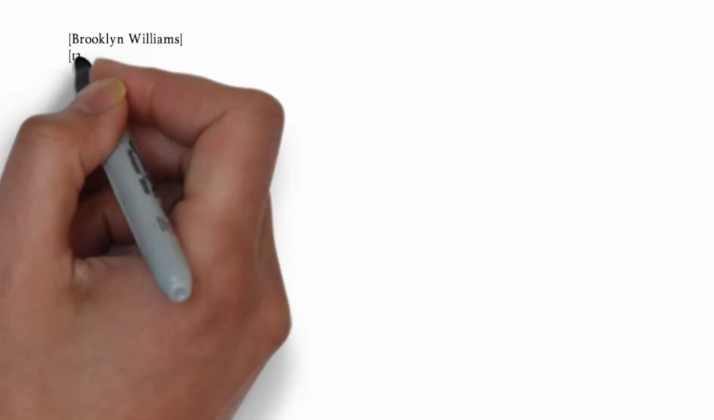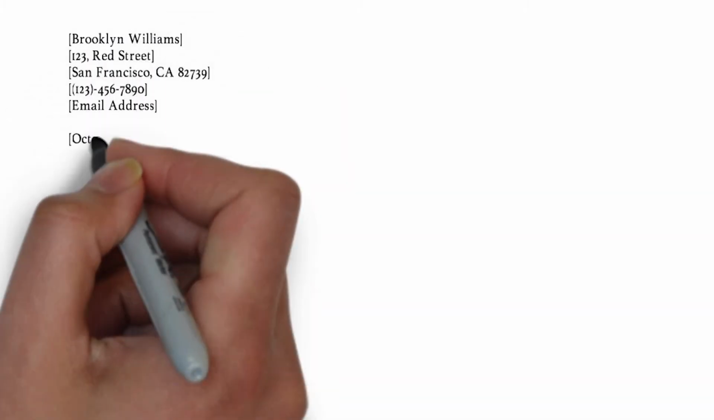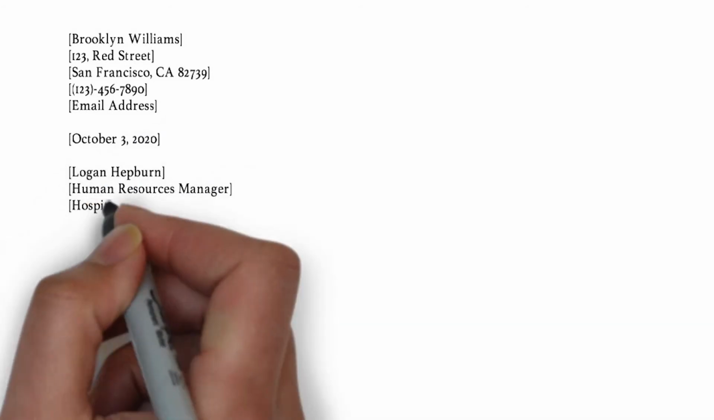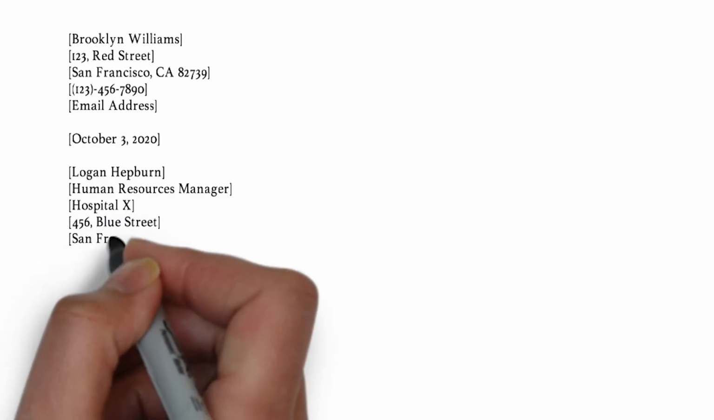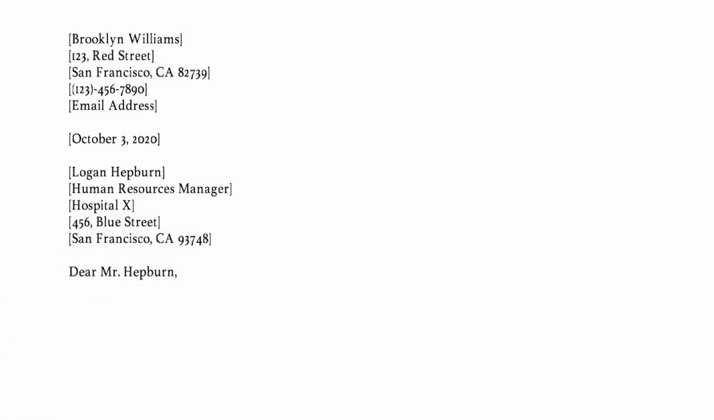First, you need to list your contact information on the left side. In between white lines underneath, we put the date and then the HR manager's name and job title, followed by the hospital's information. As for the salutation, we write Dear Mr. Hepburn. And this is how you structure an American English cover letter.